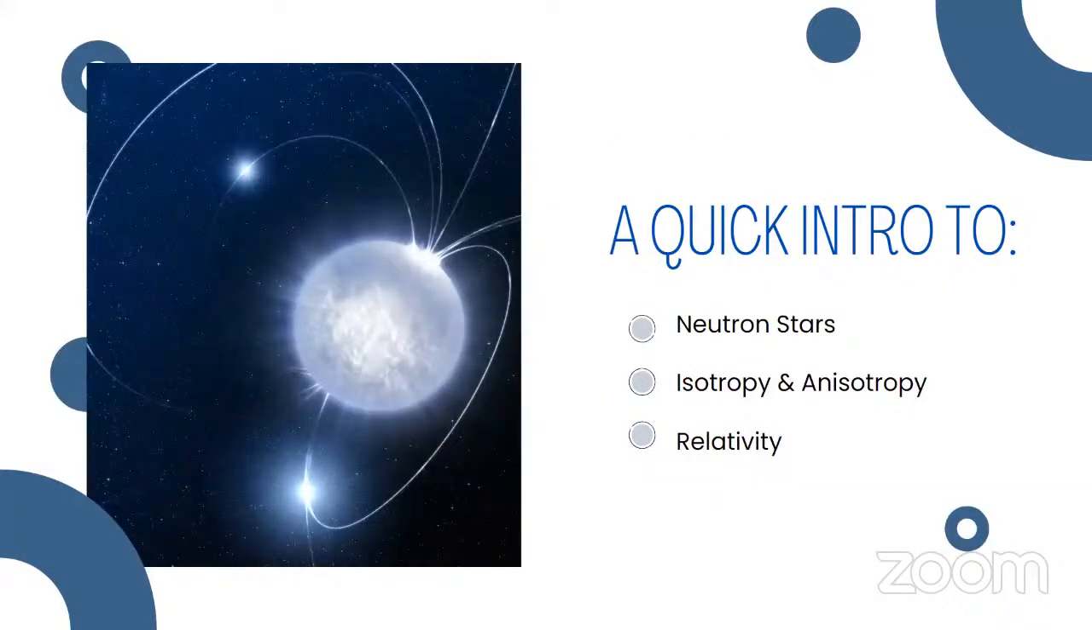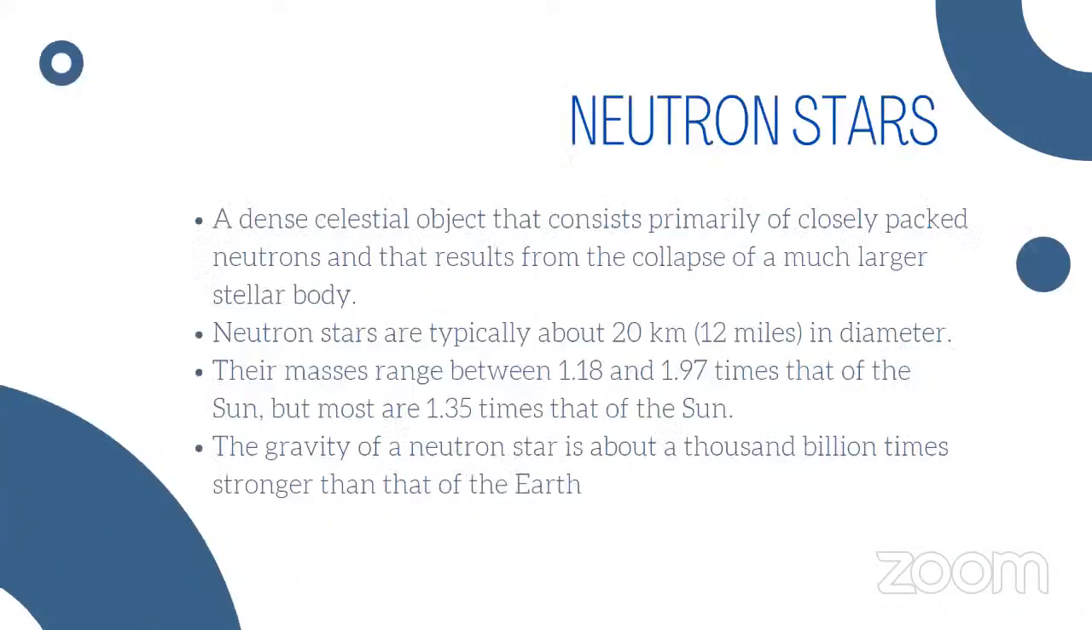Okay. So now we will give a quick introduction to neutron stars, isotropy and anisotropy, and relativity. So what are neutron stars? It is basically defined as a dense celestial object which comprises closely packed neutrons, which results from the collapse of a much larger stellar body. They're typically about 20 kilometers in diameter. So that's smaller than the size of Texas itself.